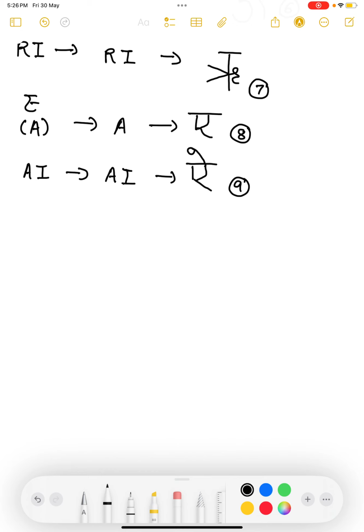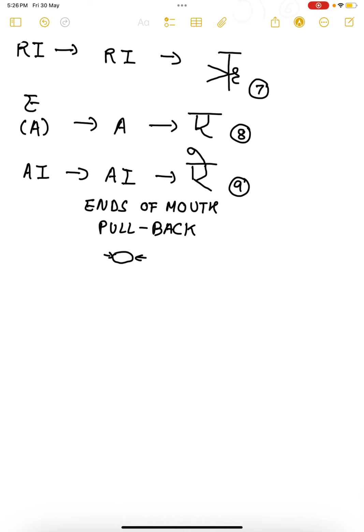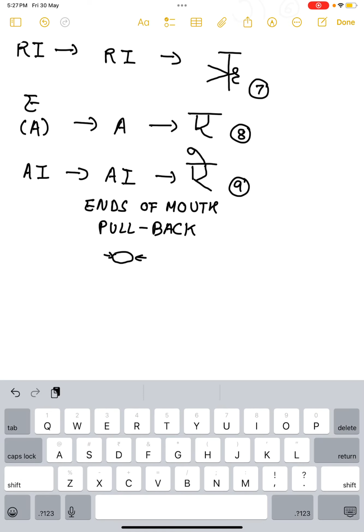You would notice that when you pronounce this one, the ends of your mouth pull back. Ends of the mouth pull backward when you pronounce this particular sound. Try that. A, a. If I'm drawing a mouth here, this end and this end will be pulled backward. You'll feel a stretch in your mouth at the end points or the tip points of your mouth.